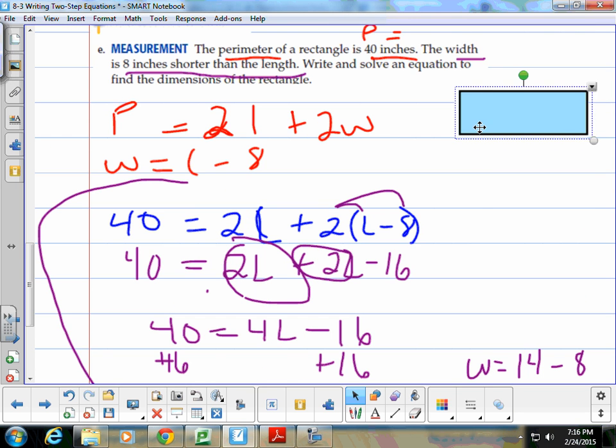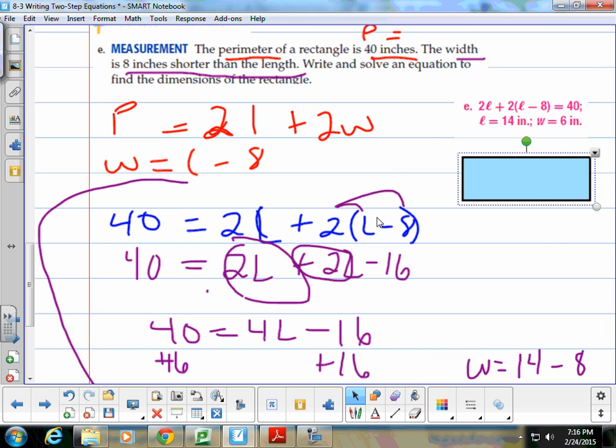Let's see what the answer says. Sure enough, I have the same equation. Maybe flipped around. I put my 40 in front. They put it at the end. That's okay. Length is 14 inches, width is 6 inches.